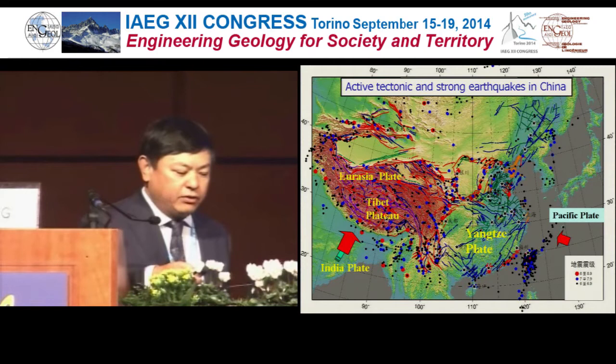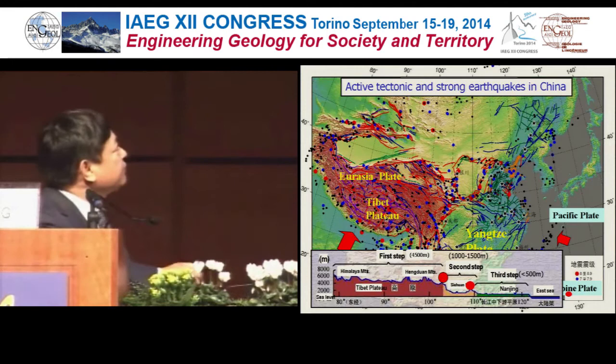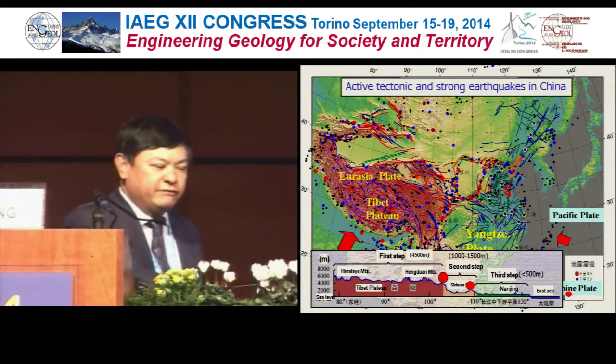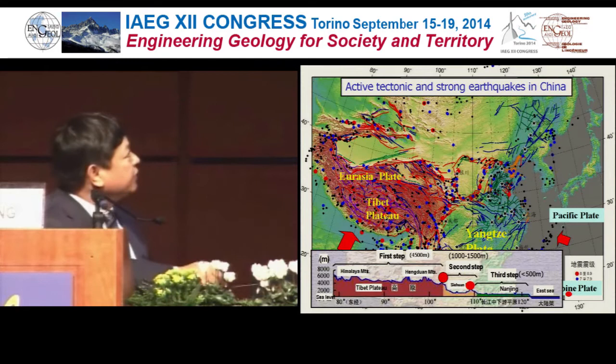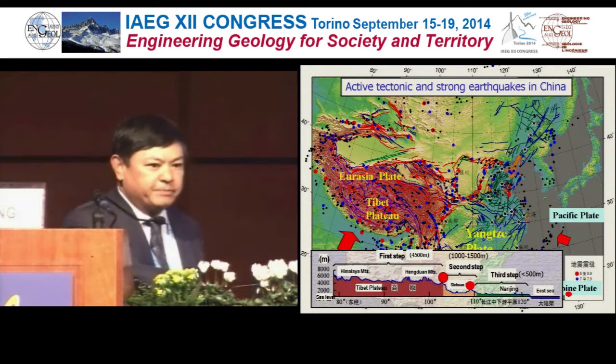It also shaped the topography of China's landform. You can see from west to east, the Tibet plateau is the highest position, with an average elevation of 4,500 meters. The second step is here, the Yangtze plate. And the third step is the eastern flatland. So it shows three steps. This is the basic shape caused by the tectonic background in this area.